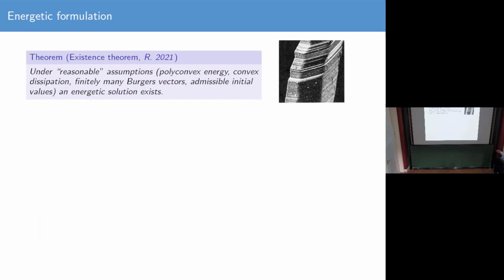Okay, and so then you get this existence theorem under reasonable, whatever that means, assumptions. So I have a polyconvex energy, a convex dissipation, finitely many Burgers vectors, and some admissible initial values. You can prove that an energetic solution exists for at least some time. It actually may blow up in finite time because that has something to do with the fact that the coercivity in the system can decay, which basically is happening when you have a rod and you make it thinner and thinner, and then it can kind of rip in finite time.